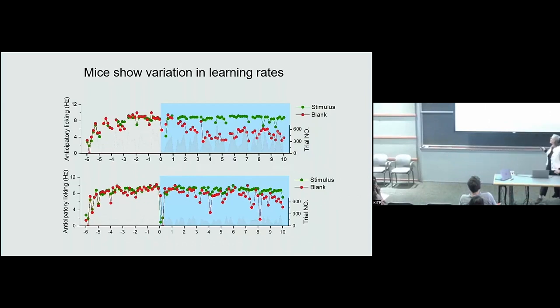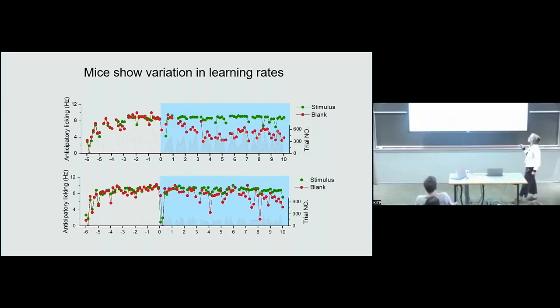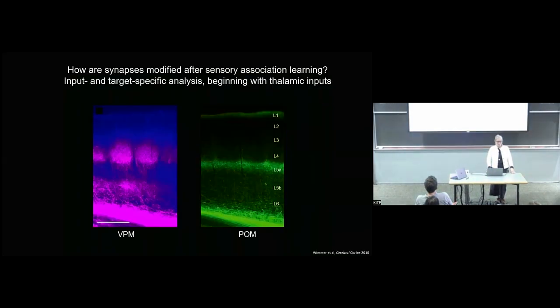This guy down here took a super long time to learn. He did, right? He's still differentiating it, but he was much slower. All right, so I mentioned that one of the things that's appealing about sensory cortex is we know where information is coming in. And initially we decided we were going to look at thalamic afferents to the primary somatosensory cortex, the barrel cortex. So there's two main pathways by which sensory information reaches the cortex.